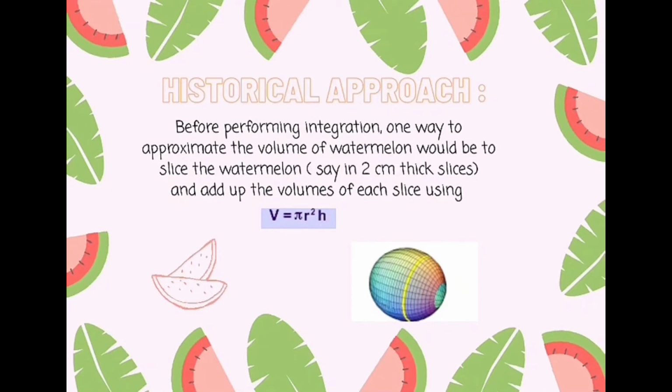So the method that I will be using to solve this question will be the historical approach. It's basically before performing integration. One way to approximate the volume of the watermelon would be to slice the watermelon, let's say in 2 cm thick slices, and add up the volumes of each slice using the formula V equals pi r squared h. You all know that V equals pi r squared h is the formula for the volume of a cone. That's why we are using this formula, because when you cut the watermelon into slices, it forms the shape of a cone. So that's why we can use this formula to calculate.